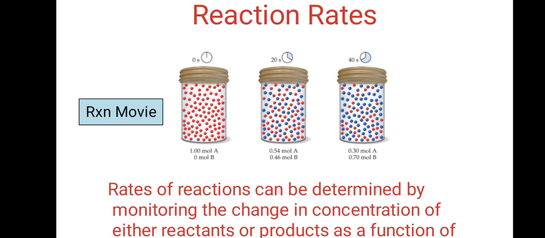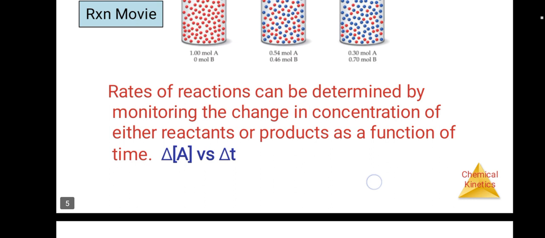So you discover that after 40 seconds, the rate at which these collide with each other increases even more, basically because there is a gain in energy. Okay, so rates of reactions can be determined by simply monitoring the change in concentration of either reactants or products as a function of time.